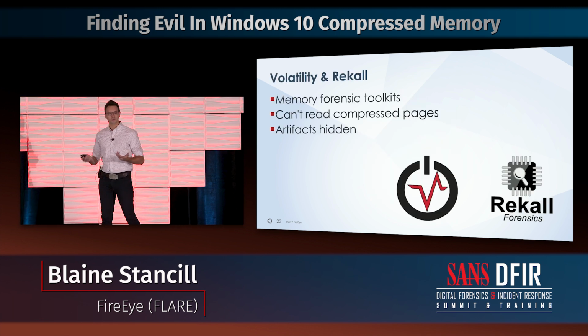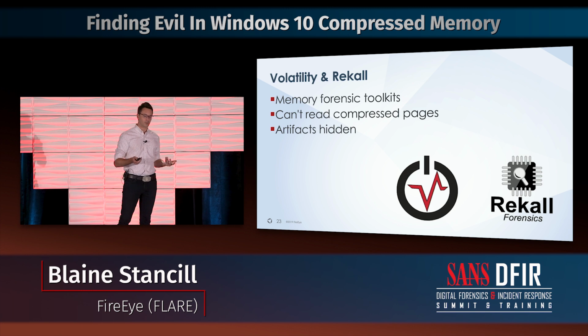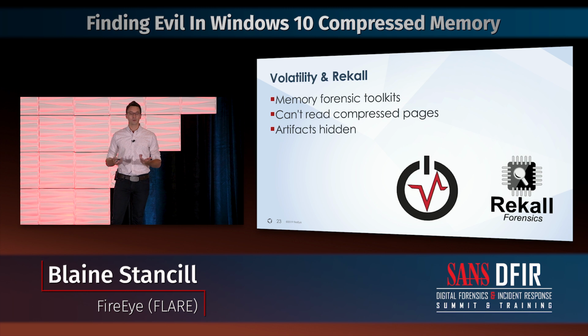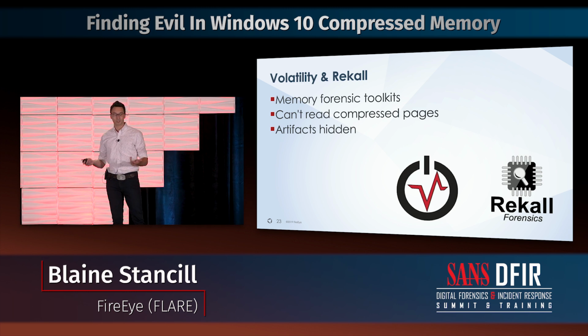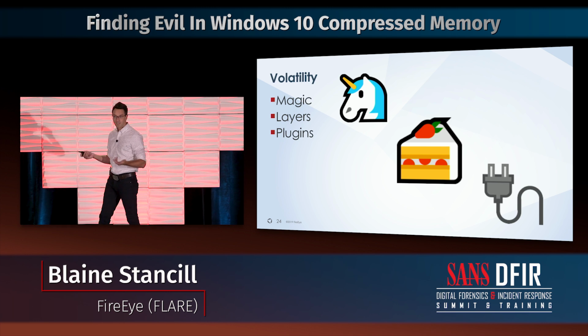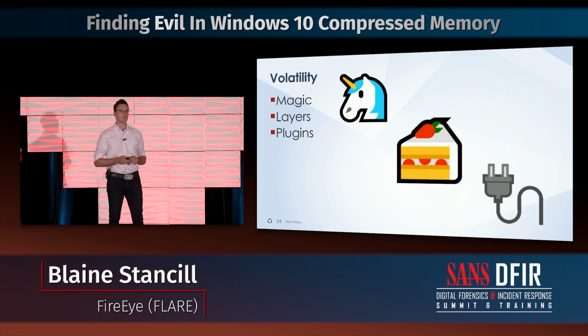So, if you're not familiar, Volatility and Rekall are two of the most popular open source memory forensics toolkits available. But neither of them can read these compressed pages. So what does that mean for us? Well, there's a lot of artifacts that we're just blind to. We can't see them. So I dove into Volatility, and I learned a lot about it. It has magic, it has layers, and it has plugins.